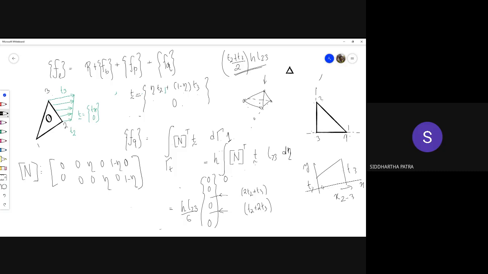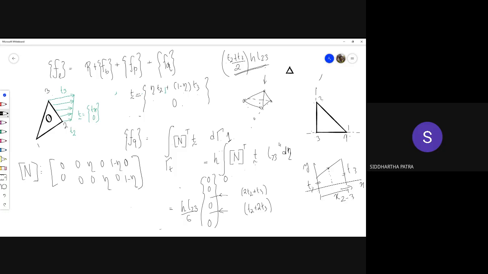And how much is the area of a trapezoid? You add the two side lengths, take the average value, and multiply with the distance between the two parallel lines, right? Yes, sir. So that way I'm doing it. How much is the distance along line 2 3? L23, and this is how I'm getting the expression for the total force. Is it clear now? Yes, sir. Okay, so in the end this is the expression that you get.